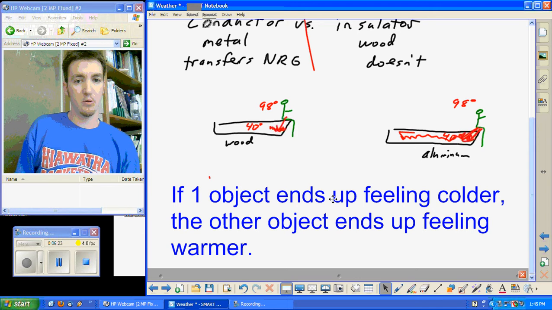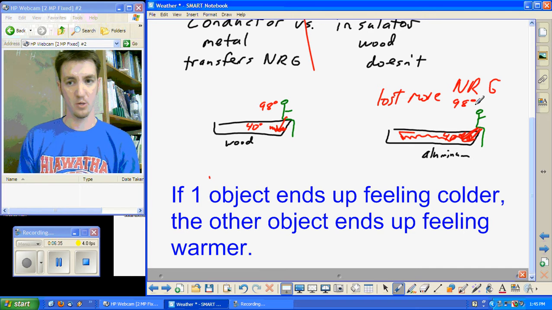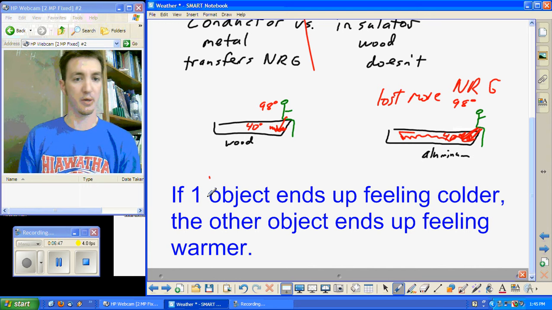Now with these, if you sit on these, your butt feels colder on this. That means you lost more energy. They have the same temperature though. The wood was 40, the aluminum was 40, but your butt lost more energy on this side. That's why it feels colder. On the other hand, that's from our perspective, you get colder. But if one object ends up feeling colder, the other object ends up feeling warmer. So it'll end up that the temperature goes from 40 up to something else. So if you touch something that's cold, it's touching you thinking, wow, that hand's really warm, if whatever you're touching can think.